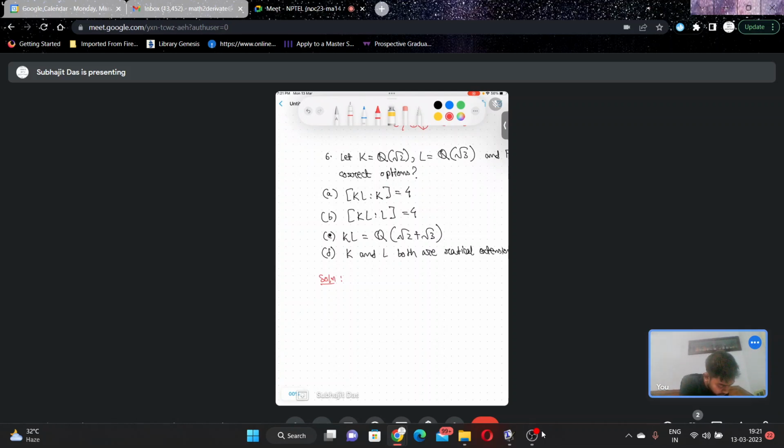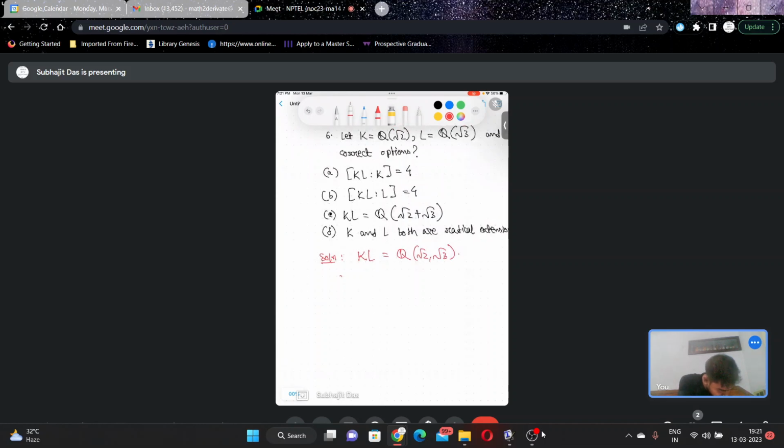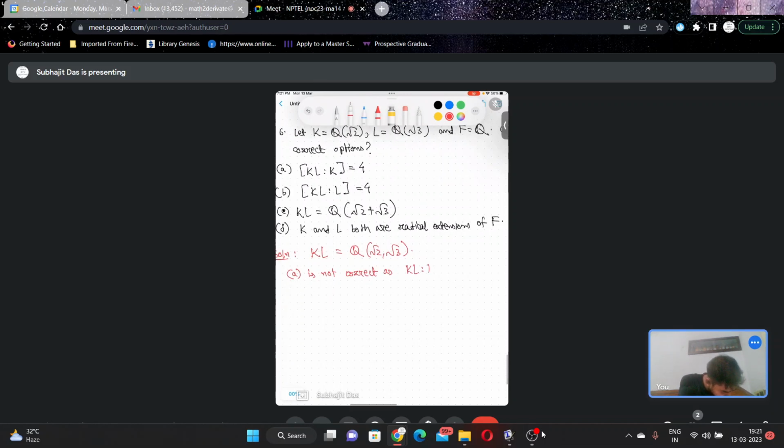Okay, so we quickly note that the composite KL is just Q adjoined with square root 2 comma square root 3, right? Now A is not correct, as KL over K, the degree is 2 exactly. The degree of KL over K is the degree of Q square root 2 comma square root 3 over Q square root 2, and root 3 satisfies the polynomial x squared minus 3 over Q square root 2, and root 3 is not an element of Q square root of 2, which therefore implies that the degree has to be exactly 2.